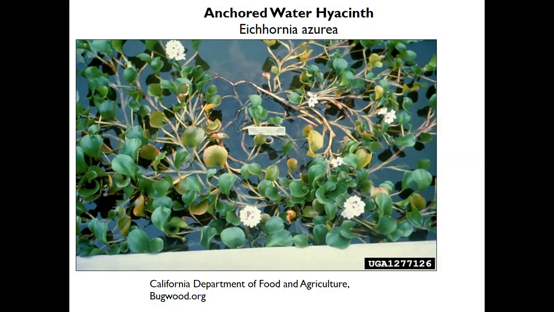This complete coverage of the surface blocks sunlight and depletes oxygen, like the common water hyacinth. It can make the water body uninhabitable by other organisms. Anchored water hyacinth is listed as a noxious weed in the United States. The common water hyacinths can be sold, but not this one.